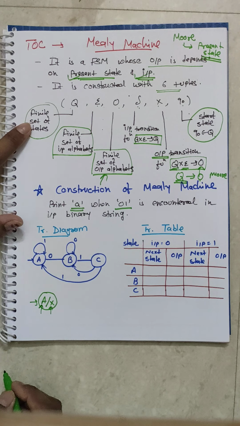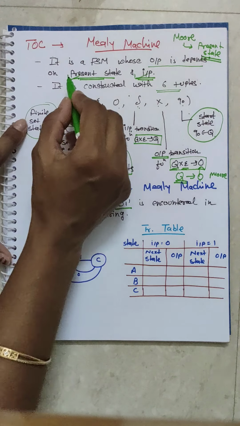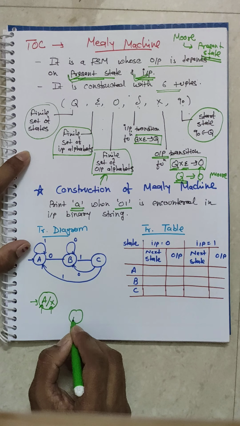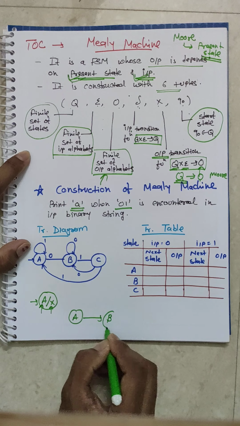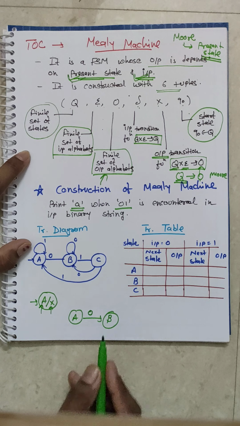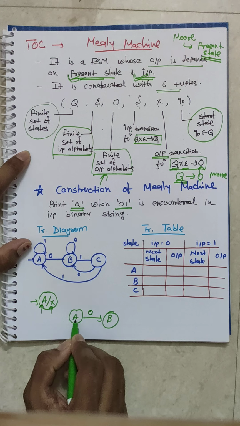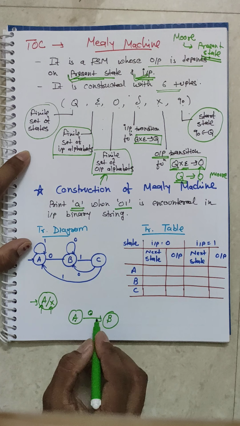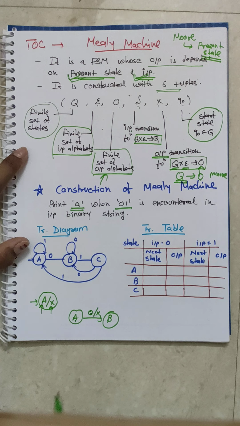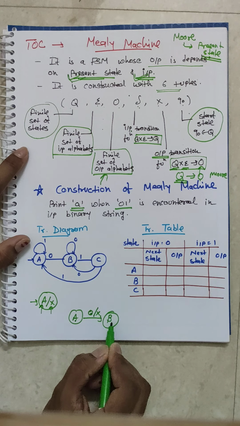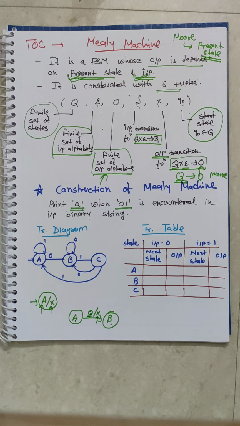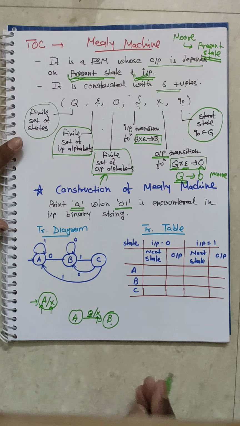Okay, while in the Mealy machine, as it says, the output depends on the present state and input. So when we go from one state to another state with the input 0, the output depends on the state as well as the input. So we generate the output something like this. From state A, we go to state B with the input 0 and we generate the output X.